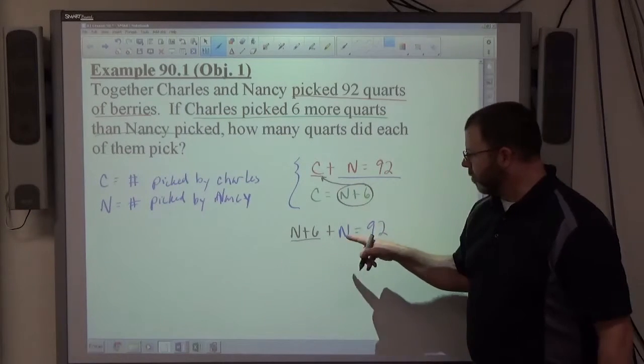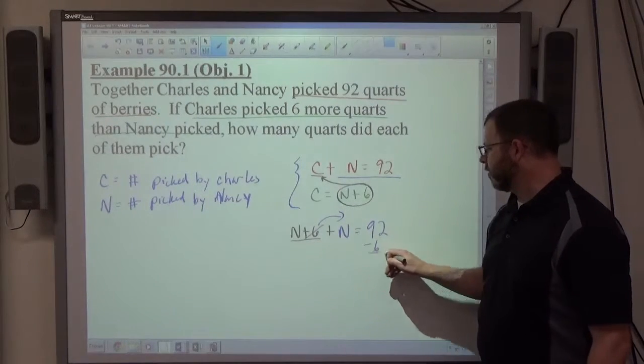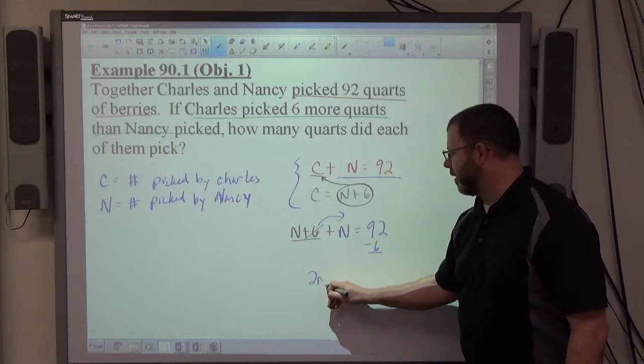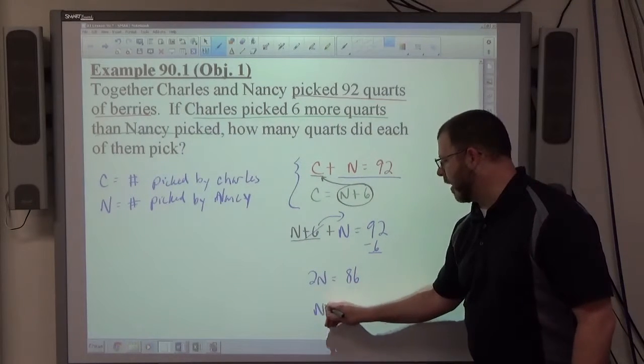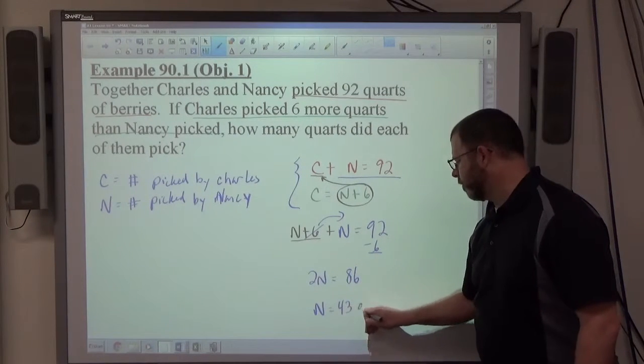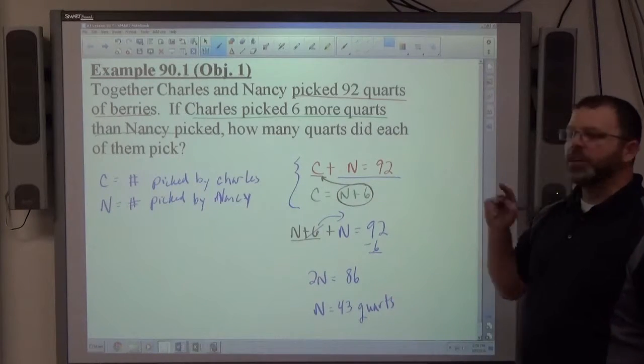If I add like terms and move the 6 to the other side, so strike that 6 out, do minus 6. N plus N is 2N. 92 minus 6 is 86. Divide by 2, we get N equals 43 quarts. Okay. How many quarts did each of them pick?